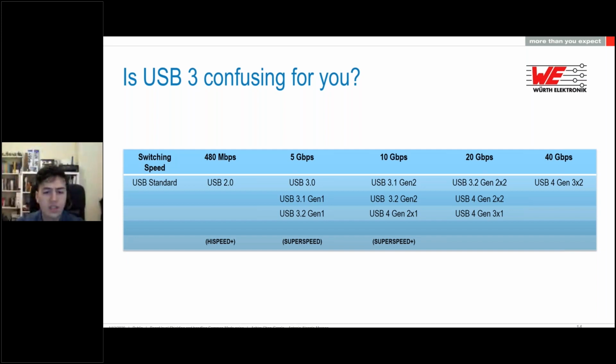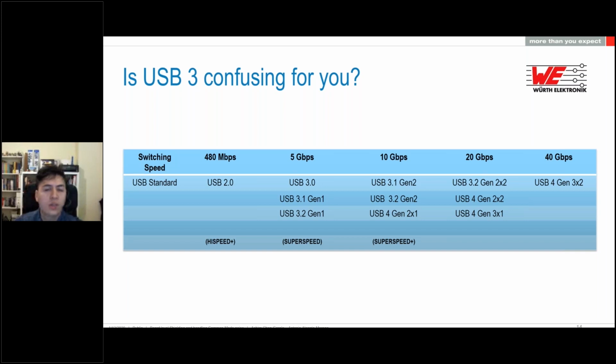So in this case, generation 1 means 5 gigabits, generation 2 is 10 gigabits, and generation 3 corresponds to 20 gigabits. But the overall speed also depends on the number of active lines, as I said. So this is important to have in mind to filter our noise problems.